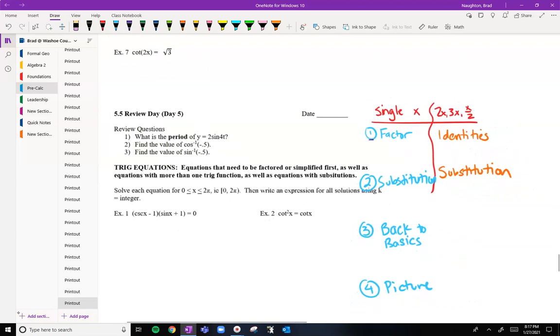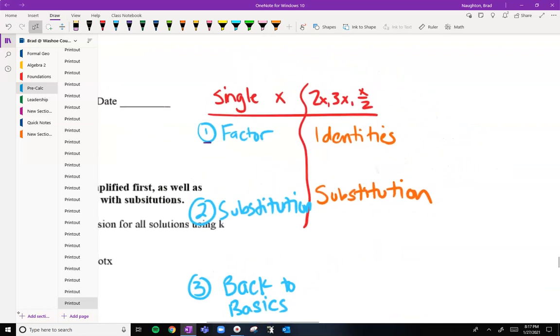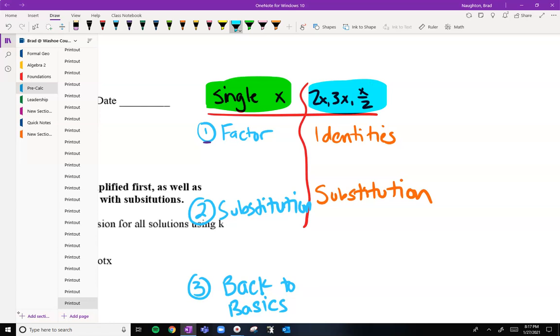So I'm really going to try to value your time, and this is going to be a long video as it is, so I'm not going to do the review questions to start. What I am going to start with is a basis for what you should be doing when you're solving equations. It really comes down to: do you have just a single x, or do you have a 2x and a 3x and an x over 2? We'll start with the latter for a second.